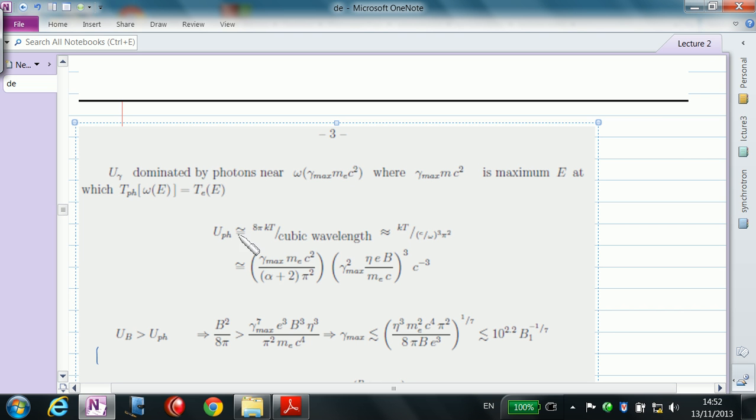We can then say that the energy density is equal to 8 pi kT per cubic wavelength. That's roughly the energy density in photons. And cubic wavelength is just c over omega, cubed, times pi squared. Because there was an 8 pi up here. Maybe there should still be an 8. I'm not sure. No, because it was pi over 2 or 2 pi or something.